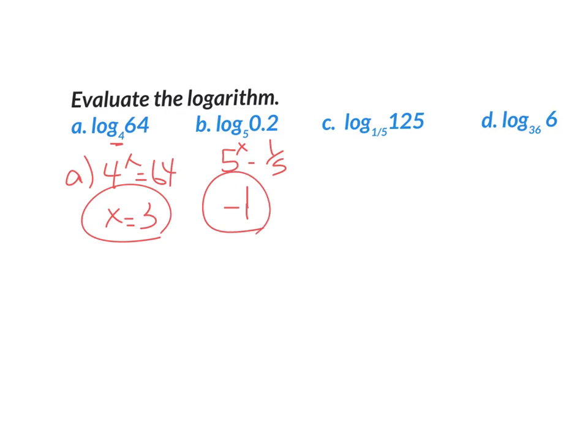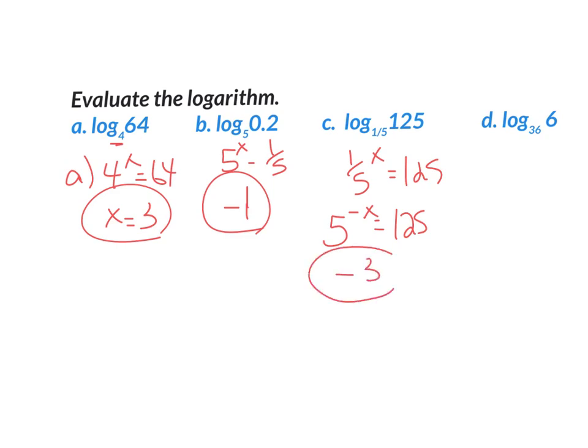The next one is asking you 1/5 to some power is 125. All you got to do to work that out is, this side's a fraction, so to make it simpler I'm going to flip this one, which means the exponent is negative. So what power would you raise 5 to get 125? I think you know it would be the negative third power, so negative 3 right there.